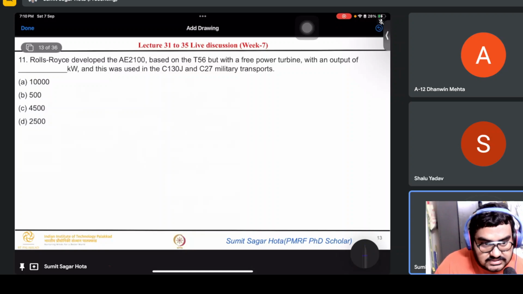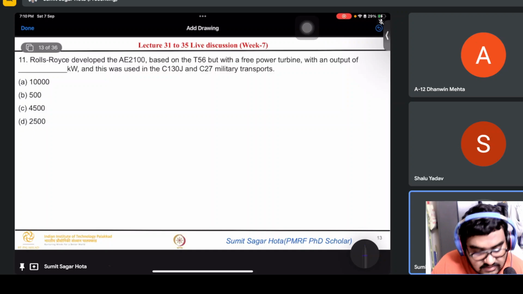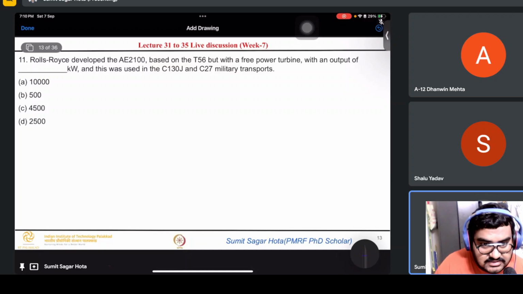That's the key factor of the Rolls-Royce company. They initially produced them, and now they are also producing them. If you know this engine, the AE2100, it's the most famous engine by Rolls-Royce, and it gives a very good output.